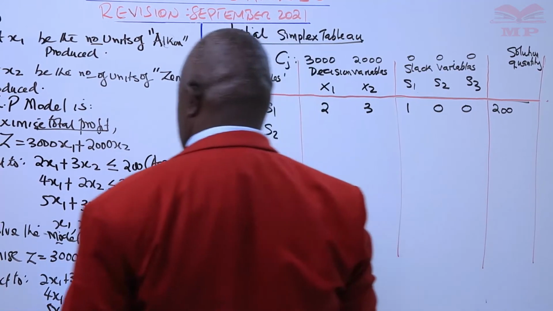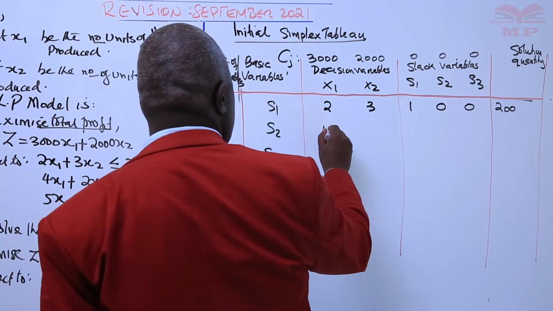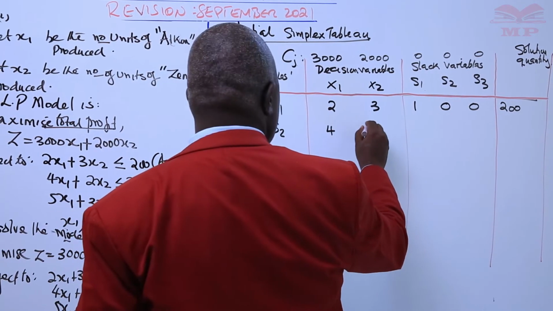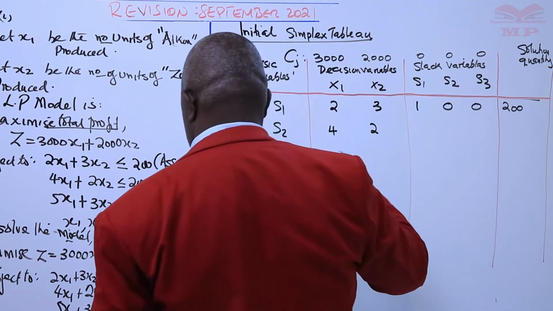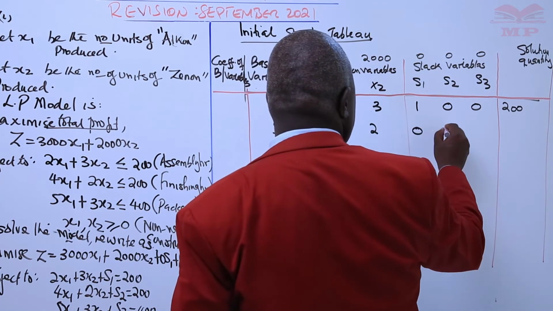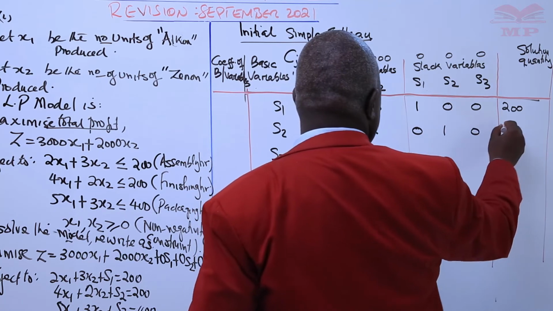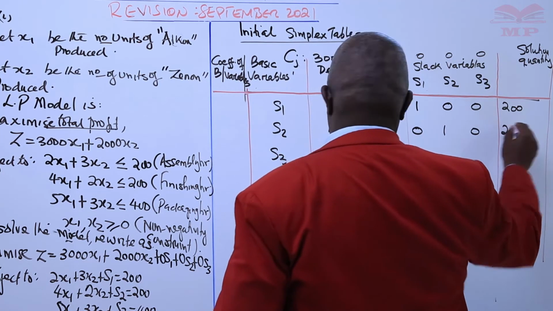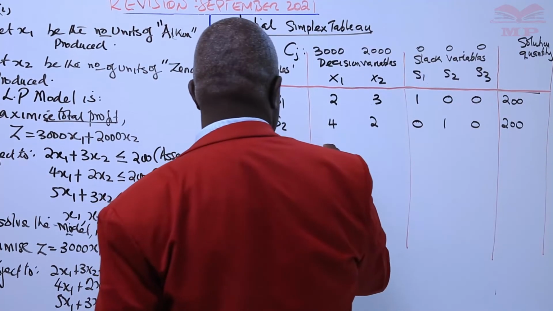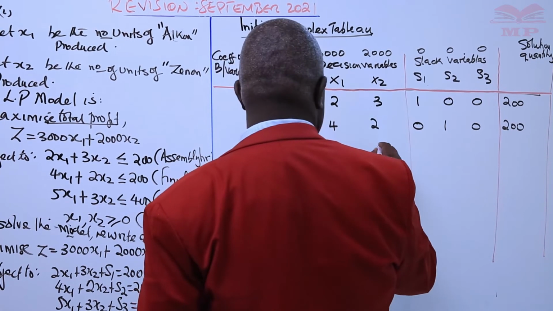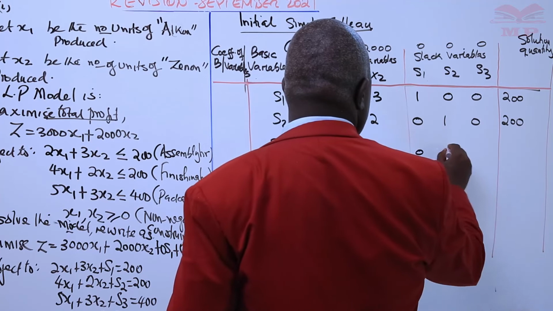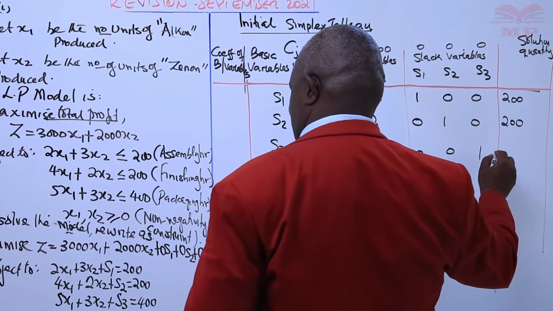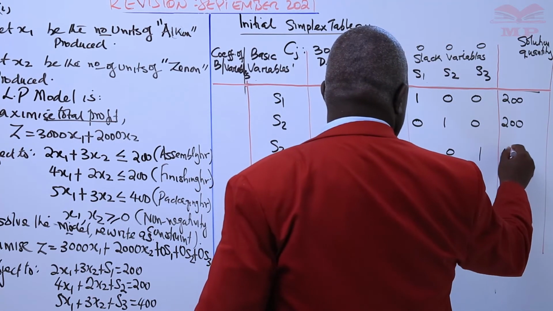Next, second equation, I have 4. I have 2. I have no S1, so its coefficient is 0. Then 1, 0, right hand side 200. Third, I have 5. I have 3. I have 0, 0, 1. Right hand side is 400.